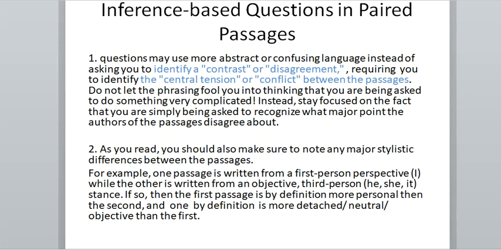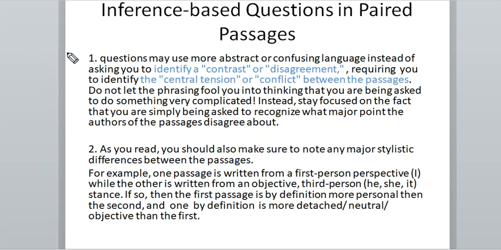Now, as you read, you should also make sure to note any major stylistic differences between the passages. For example, stylistic differences, the point of view, the choice of words. So stylistic has to do with the style. Is it in the third person? Is it in the first person? Is the writer the narrator? Or is he discussing the topic from a third point of view? Like he's not attached to the story or to the topic in discussion.